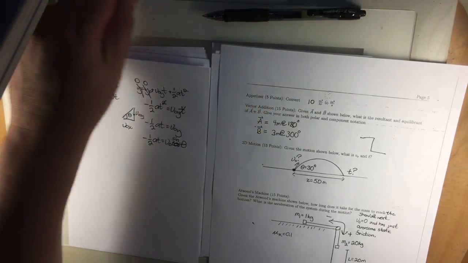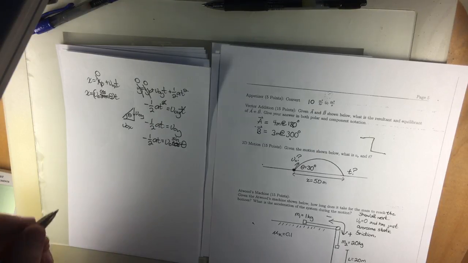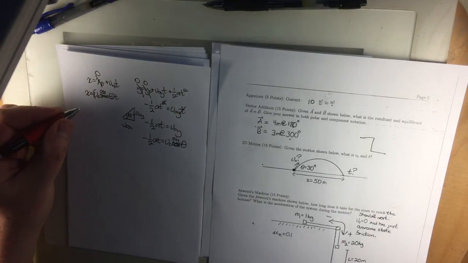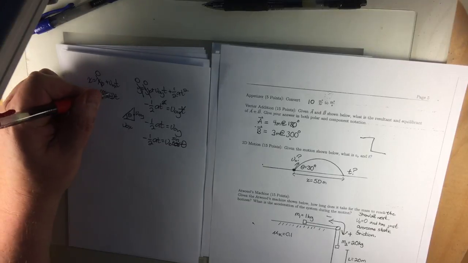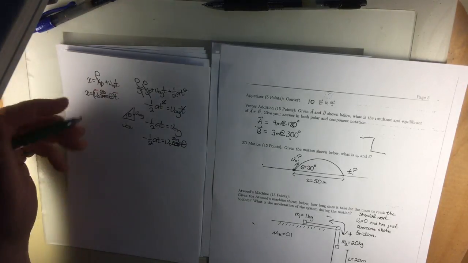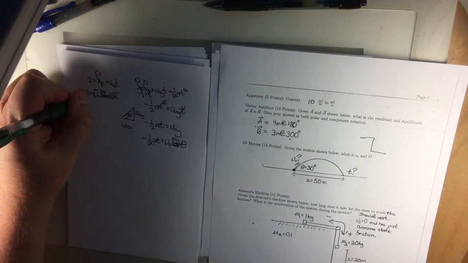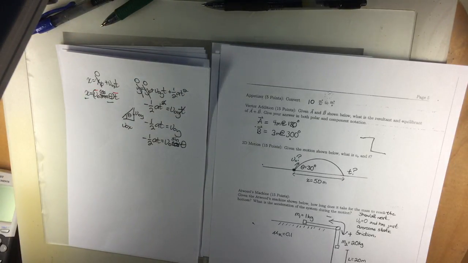Now looking at this, I don't think this will show up all that well. Red bars above are unknowns, green bars below are known quantities. I don't know V naught, and I don't know time. But I do know x is 50 and theta is 30. That equation has two unknowns. I can't really do much with it right now.